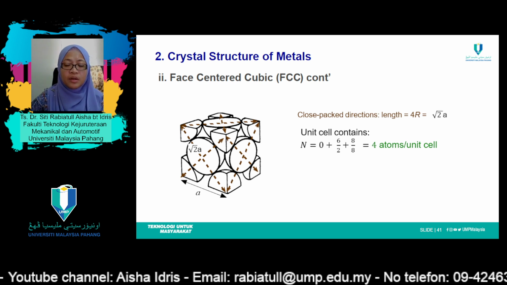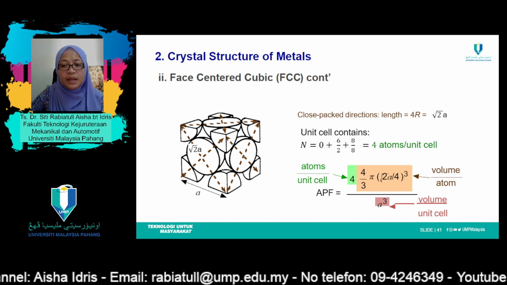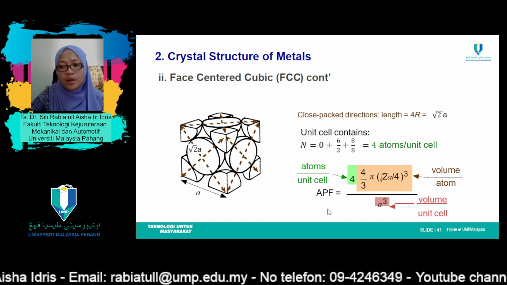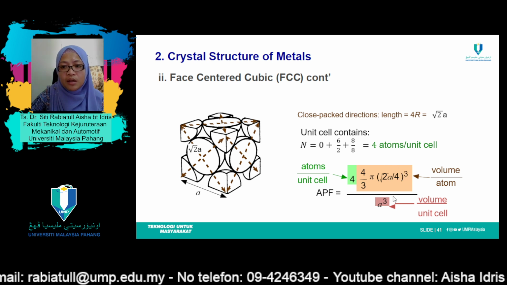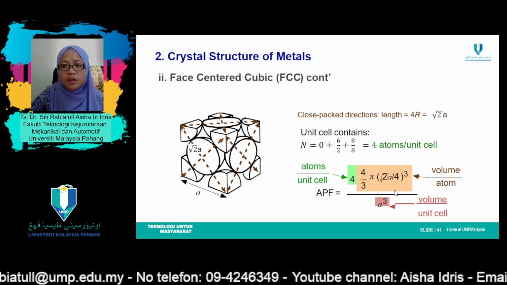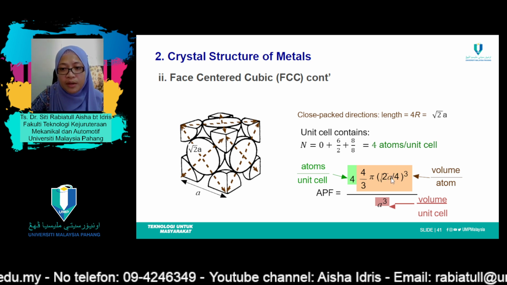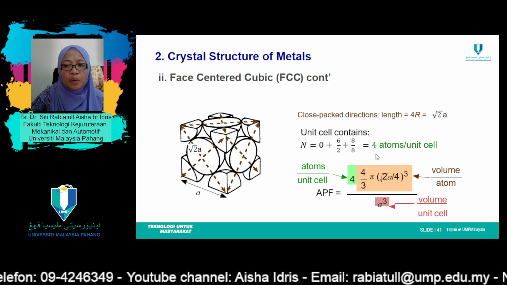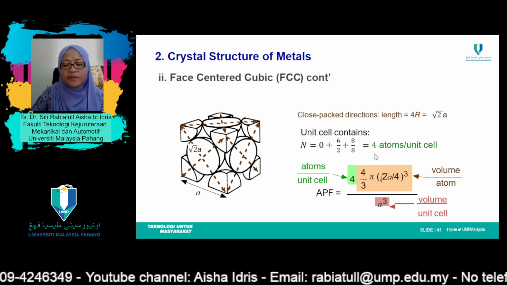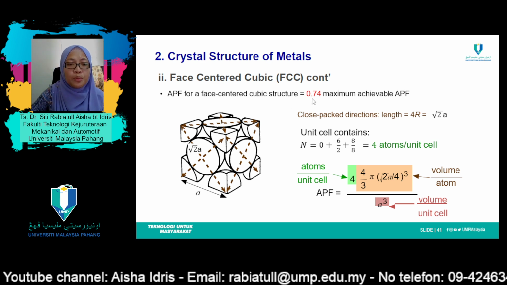Number of atoms, which is 4, and then start to calculate the value of APF, which is this one is volume, then this one is the volume for the atom. Remember to substitute the value of the radius into this formula, and then finally times 4 because it has 4 atoms per unit cell. And finally, you'll get the value of APF for FCC equals 0.74.